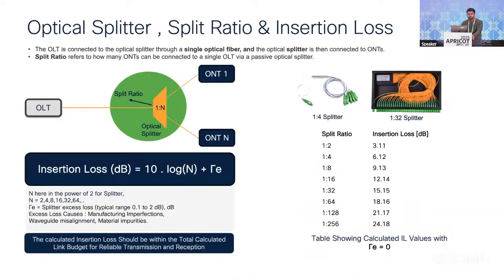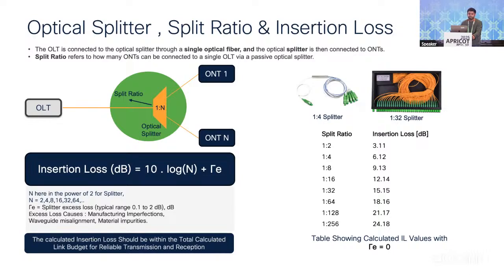Now let's look at the details of the conventional PON architecture and the definitions we need to understand first. The first thing is the optical splitter. What exactly is an optical splitter? Then we will talk about split ratios and the insertion loss. The optical splitter is a device that splits your light into specific ratios. The ratio could be 1:2, 1:4, 1:8, depending on the split ratio of that particular splitter. And every time you split the light, there is going to be some loss. That loss is known as the insertion loss.